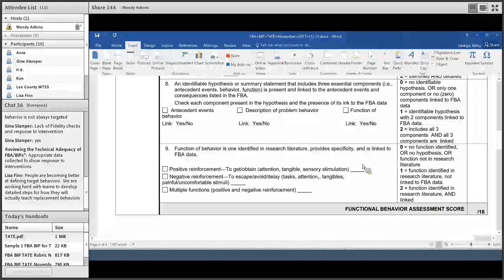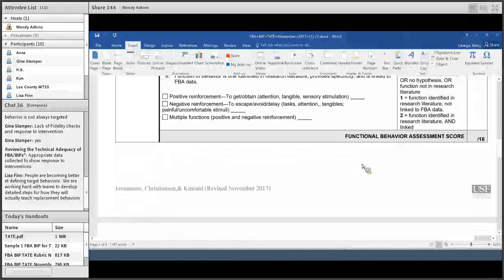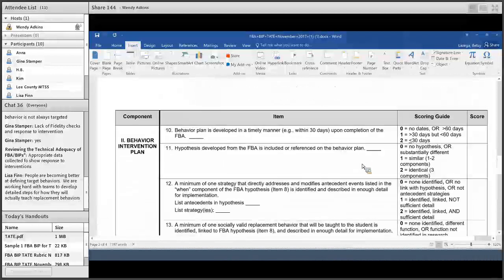And then number 9, we want to make sure that we're not using some of these strange functions, which sometimes is power, control. I've seen some, he has autism. That was the function of the behavior. We get a lot of interesting things in some of the stuff that we look at. I'm sure some of you have seen a few that you have said, oh my gosh, we have to do more training. We want to make sure that it is either trying to obtain, get, or trying to avoid, terminate, delay, or it could be a combination of those two. Okay, those are the FBA. We're going over real fast.